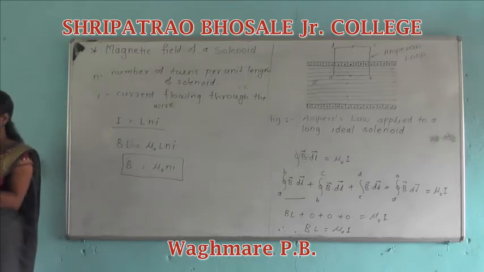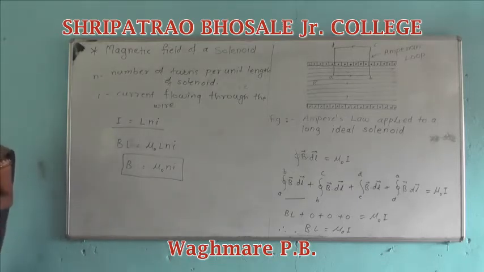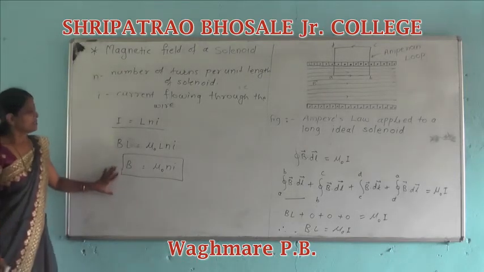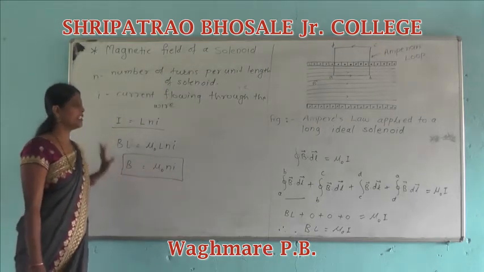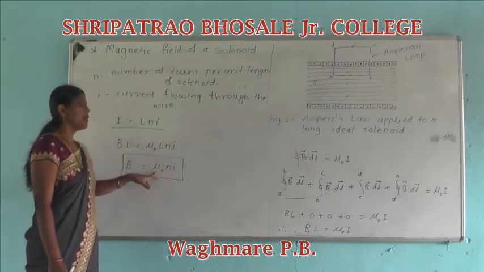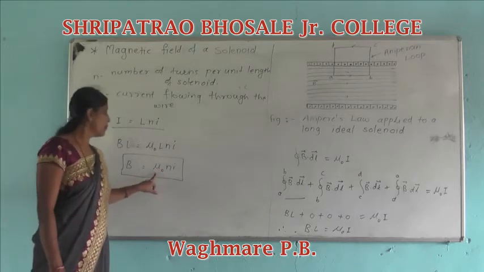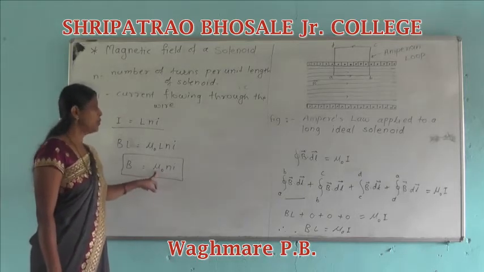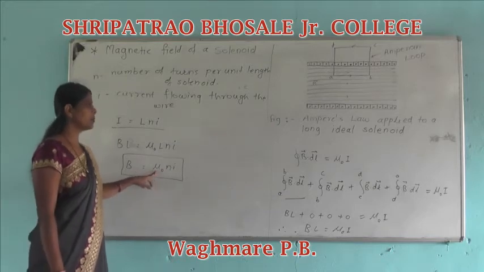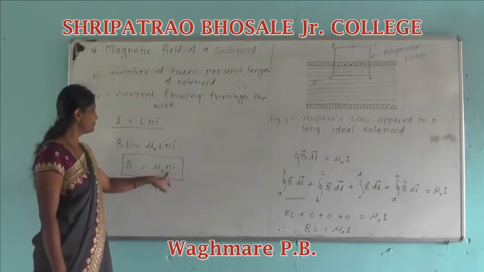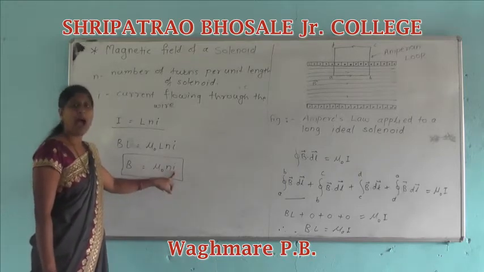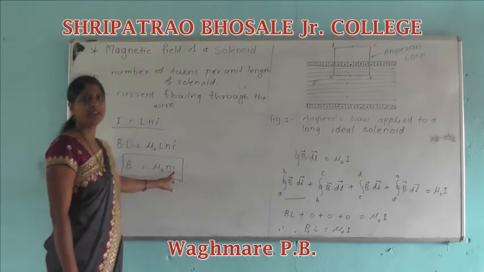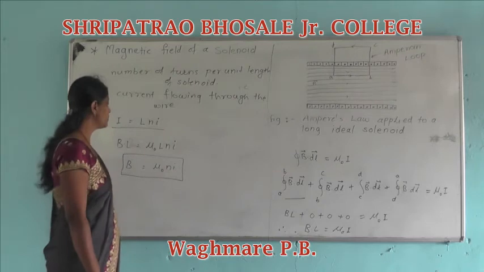From this equation, we can obtain the magnetic field for an ideal solenoid. That is, the magnetic field inside the solenoid can be obtained by using this equation, where mu naught is the constant value, equal to 4 pi into 10 raised to minus 7. Here small n is the number of turns, and I is the current passing through the coil or the wire.